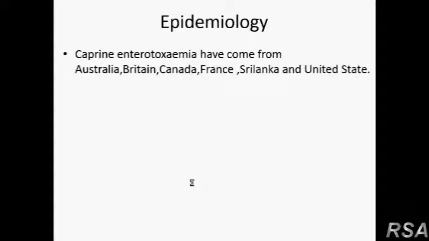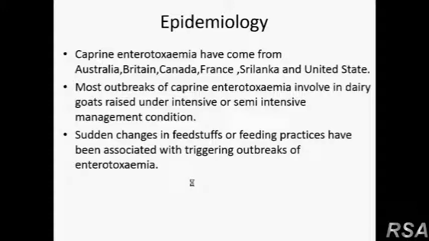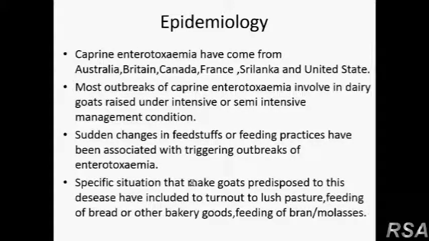Epidemiology. Caprine enterotoxaemia has been reported from Australia, Britain, Canada, France, Sri Lanka and the United States. Most outbreaks of caprine enterotoxaemia involved dairy goats raised under intensive or semi-intensive management conditions. Sudden changes in feed stock or feeding practices have been associated with triggering outbreaks. Specific situations that predispose goats to this disease include turning out to rush pasture, feeding of bread or other bakery goods, feeding of grain, and molasses.